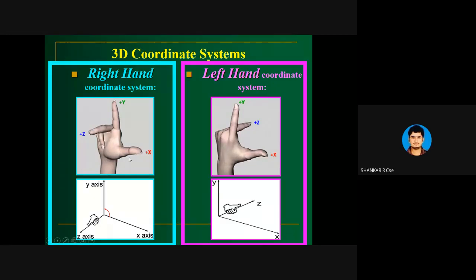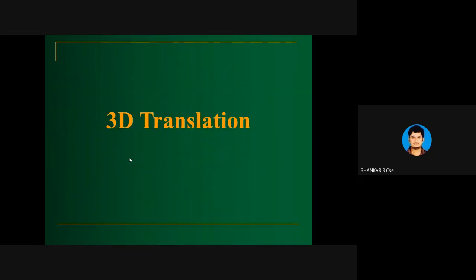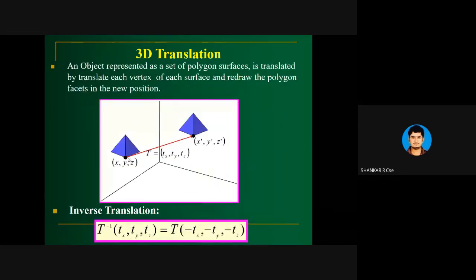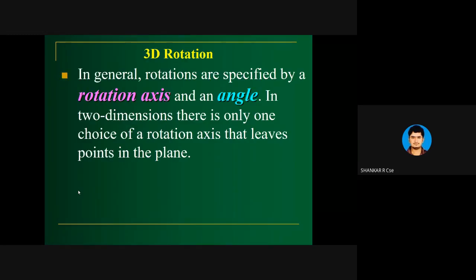coordinate system, right hand, left hand. 3D transformations, homogeneous coordinates is 4 by 4. The translation matrix is simple: x y z going to x dash y dash z dash, and the inverse translation is coming back to wherever you were. 3D rotation, this is the main stuff.